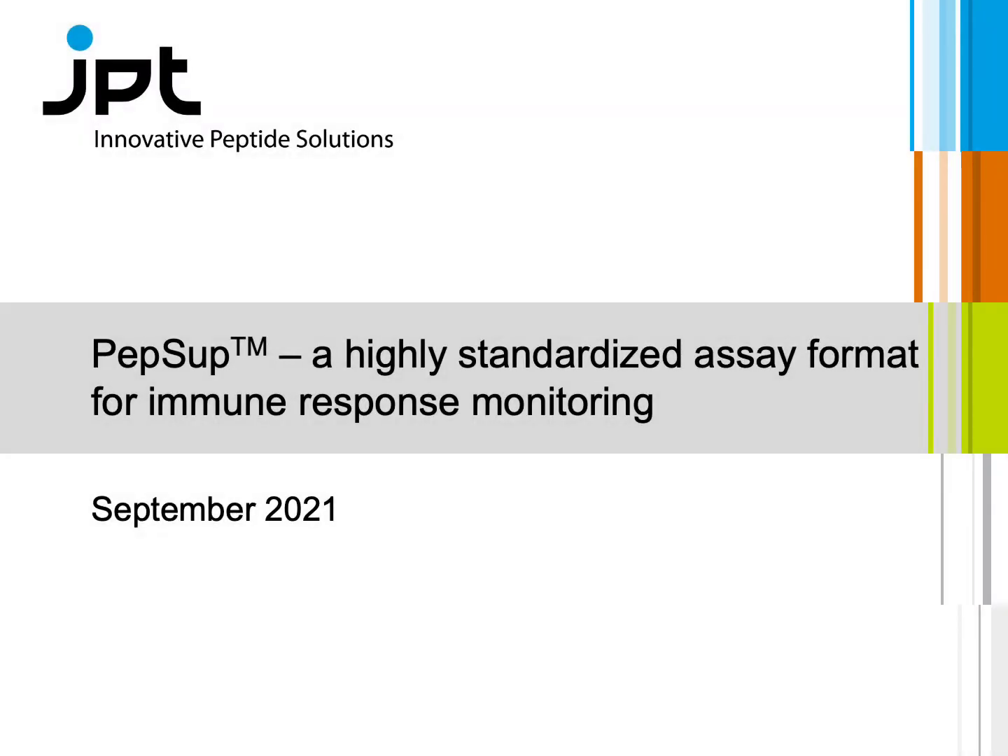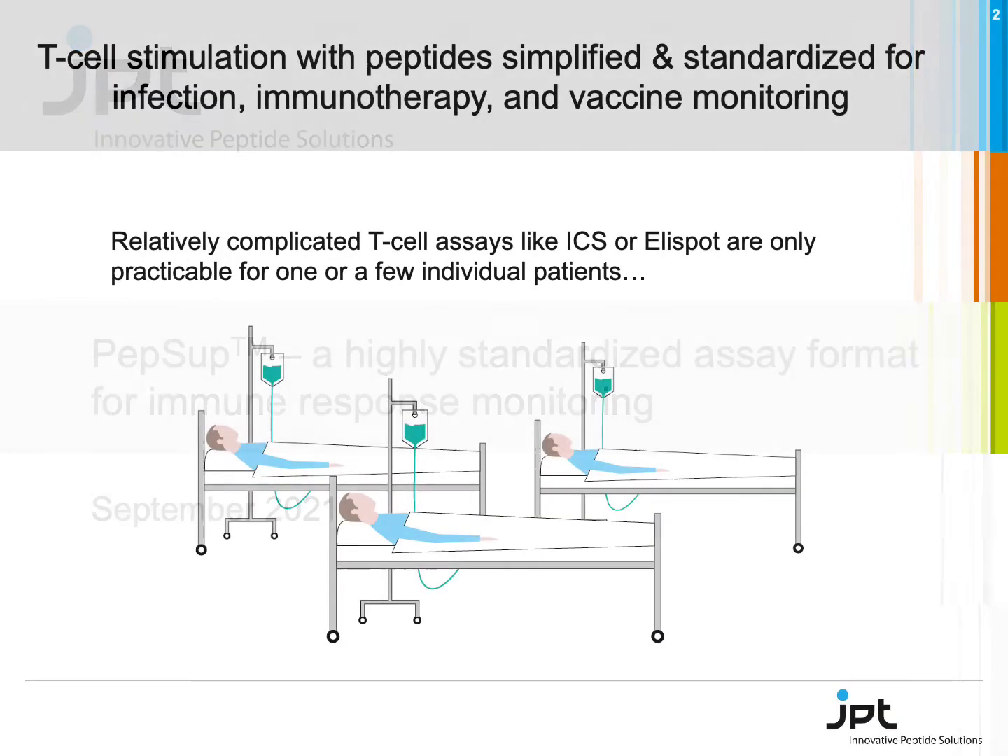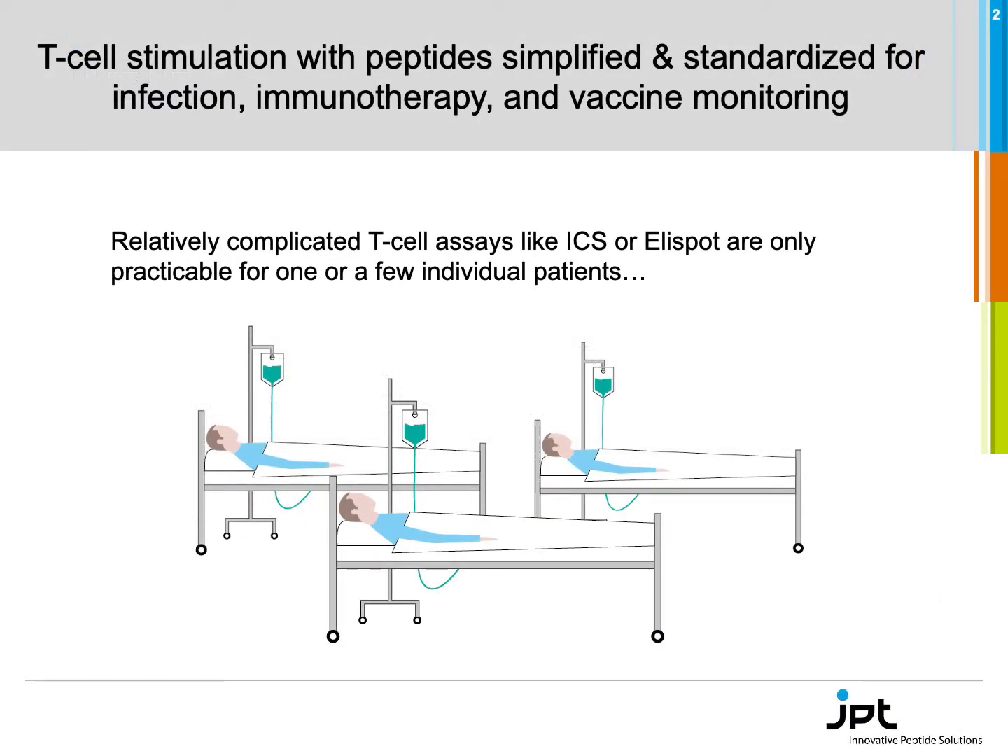JPT is pleased to introduce PepSup, a highly standardized assay format for immune response monitoring. Monitoring T-cell responsiveness to infection, vaccine antigens or tumor antigens, for example, in one or a few study patients can be done by short-term activation assays such as intracellular cytokine staining or ELISpot, to mention the two most common ones.